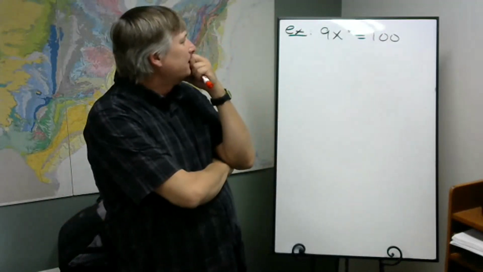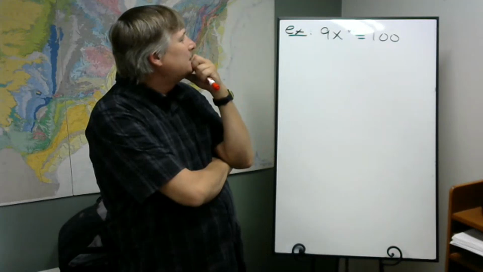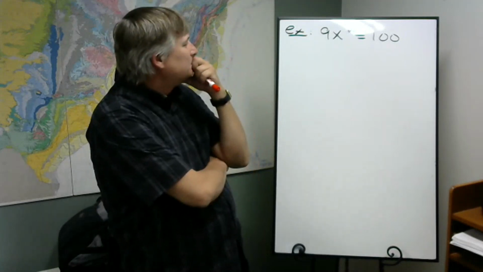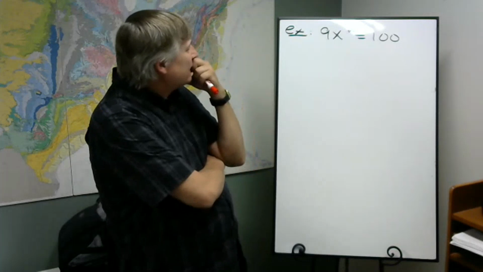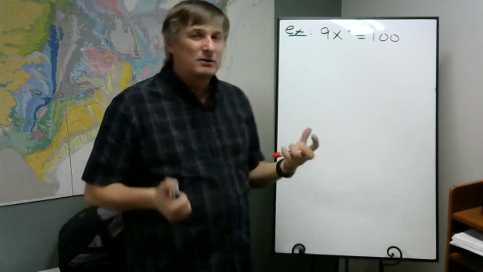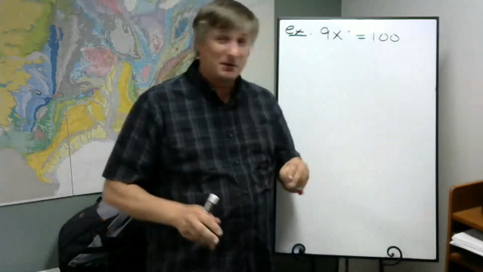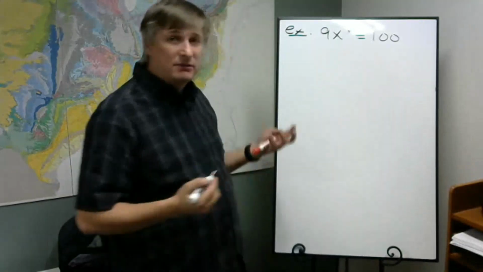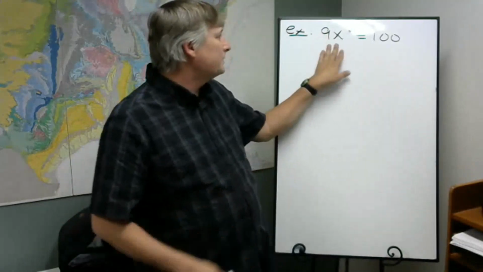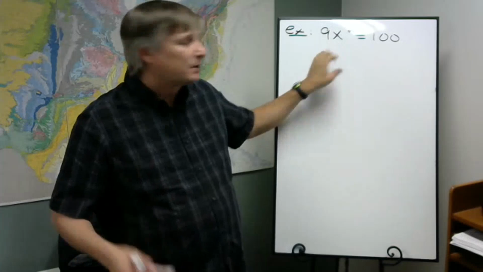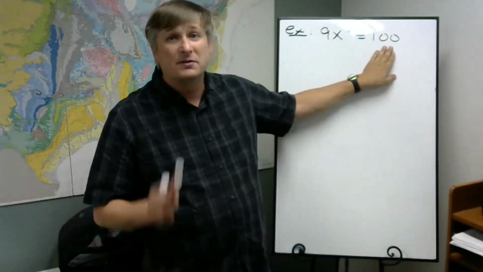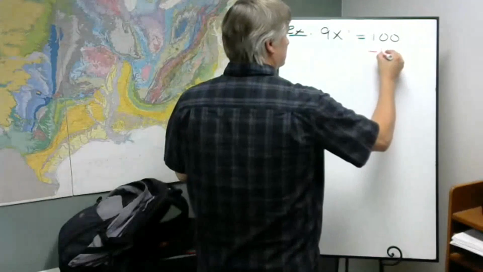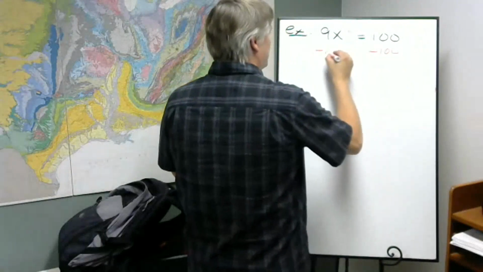You could try to divide both sides by 9 and take the square root of both sides. We haven't really talked about square roots yet, though, so we better hold back. We're going to do something different. When we're dealing with these polynomials, we want one side with terms, the other side with 0. So what we'll do is subtract 100 from both sides.